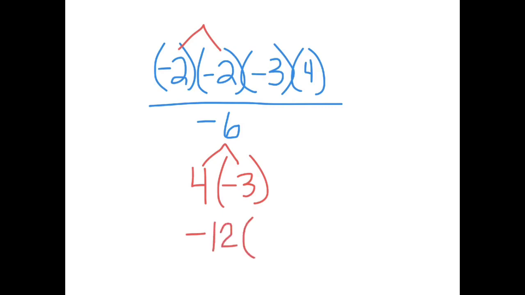Now I have -12 times 4. A negative times a positive is a negative. 12 times 4 is 48. Bring down my -6. All right. A negative divided by a negative is a positive, so my answer is going to be positive. 48 divided by 6 is 8.